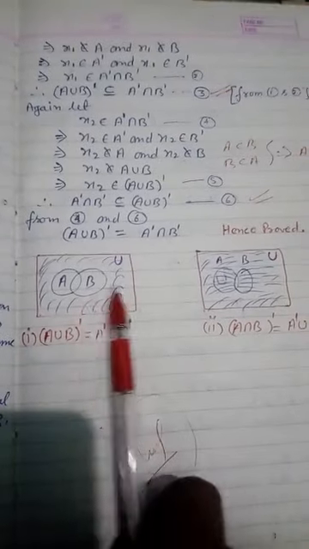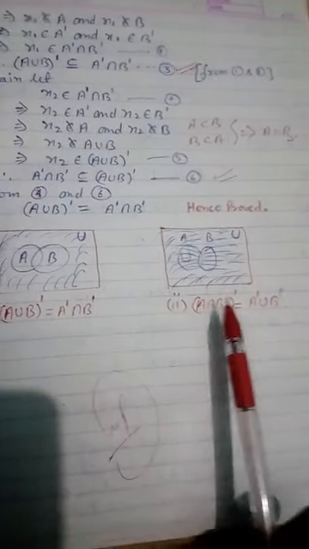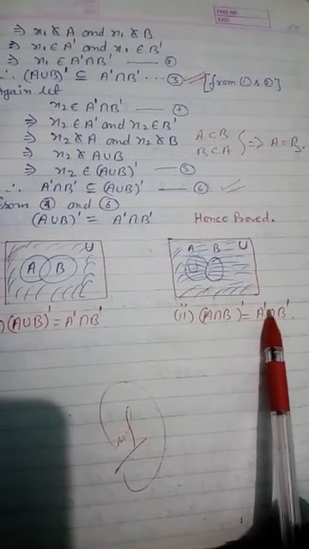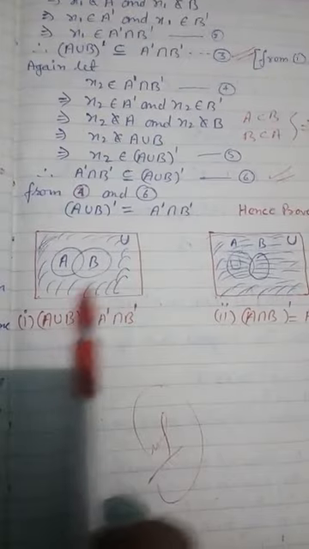And now the Venn diagram, that is (A union B) complement is equal to A complement intersection B complement. (A intersection B) complement is equal to A complement union B complement. You can see the shaded region is our answer.